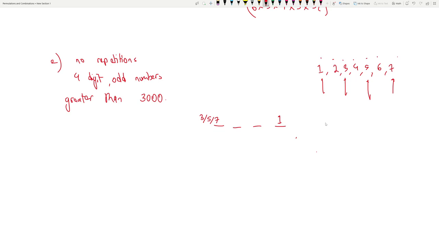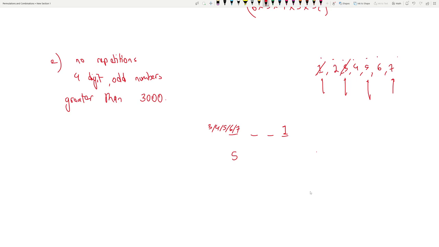And the middle numbers can be anything, you know, any number. Sorry, I made a slight mistake over here. If I put 1 over here, the first blank, since it has to be greater than 3000, it can either be 3, 4, 5, 6, 7. So how many options do we have? We have 5 options, and we used up 1 over here. I used up 1, and suppose that I used up 3. Okay, and then we have 2 options.